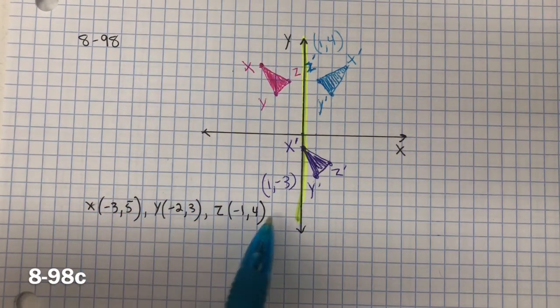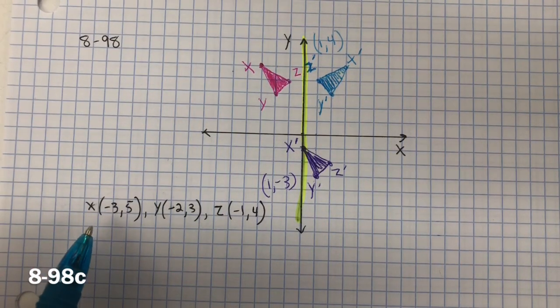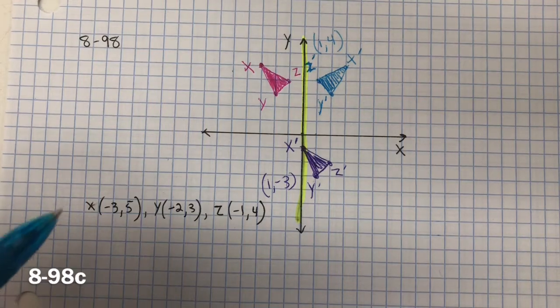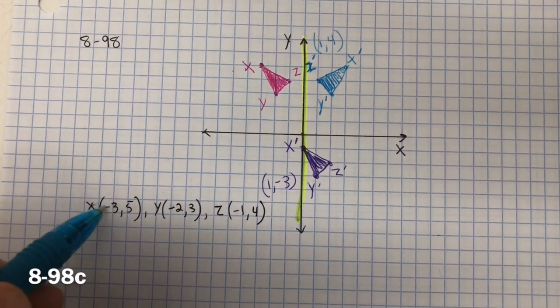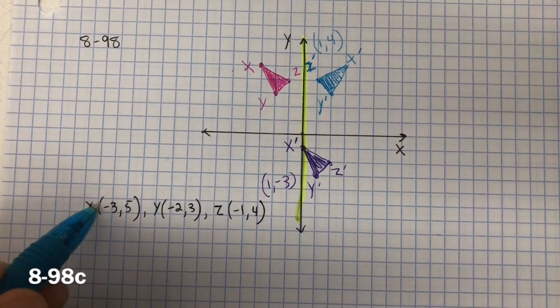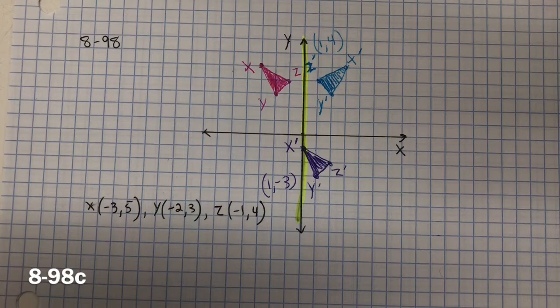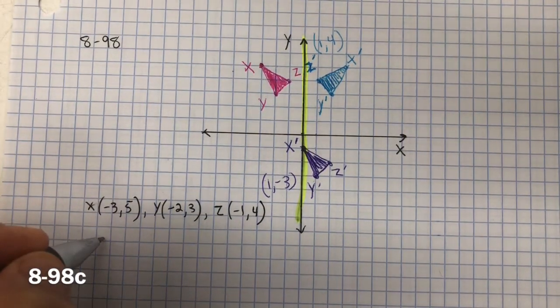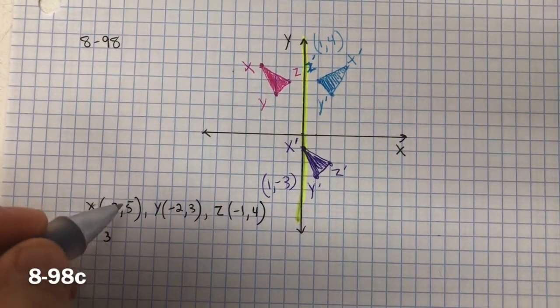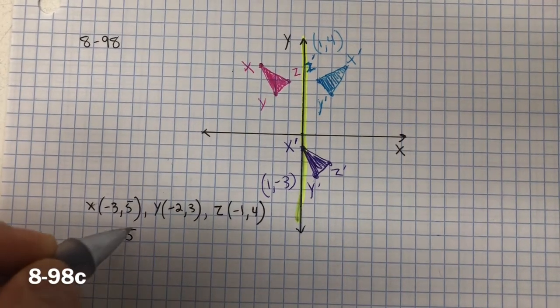In C, I need to dilate the original triangle by multiplying each coordinate by -1. Well, here are my original coordinates for the original triangle. And if I'm going to multiply each coordinate by -1, it's really going to be the opposite of what each of these coordinates are, because -1 multiplied by -3 is going to be a +3. -1 multiplied by 5 is -5.